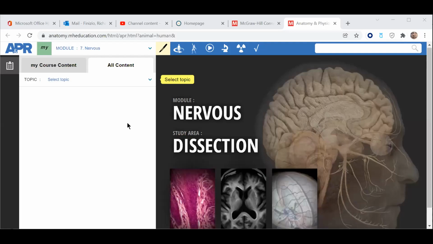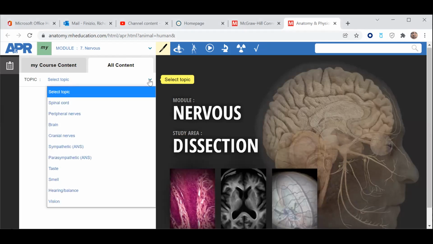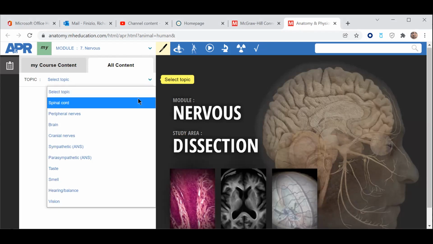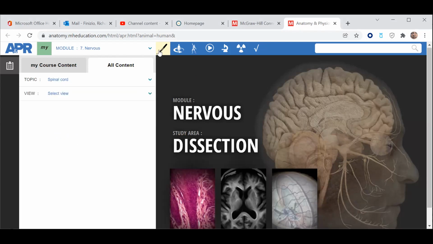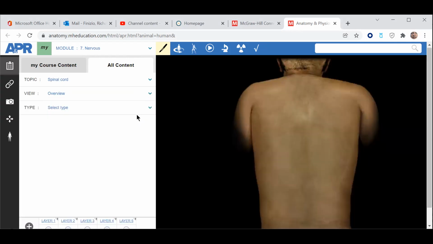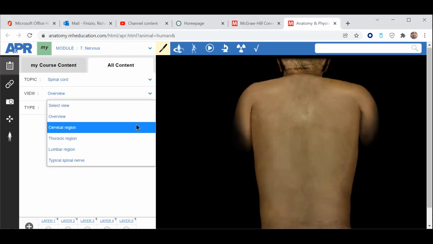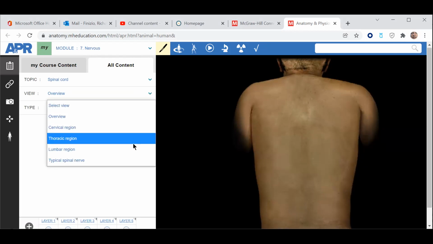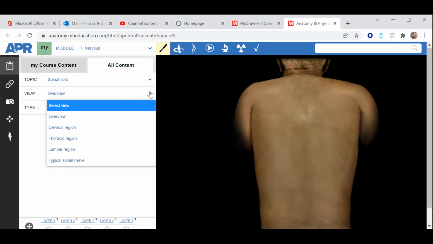So this is APR on MH Connect for the nervous system, module 7. And we're going to go through the pertinent parts. So let's start with the spinal cord. And I'm on the dissection tool. So you have an overview, which really doesn't help us. We could do the cervical, thoracic, and lumbar region of the overview.